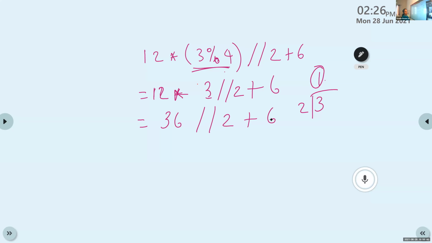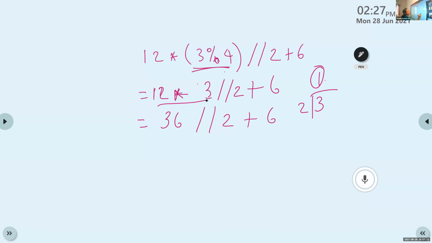Is it clear, Kevin? Yes, ma'am. Okay, so here star and floor division have the same precedence, so we use the left to right rule. It will treat the star first, then floor division. So 12 into 3, the result is 36. After that, floor division and plus are there. Higher precedence is for floor division. So 36 floor division 2.